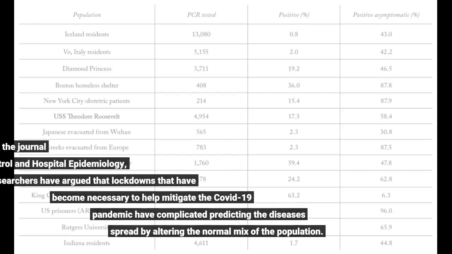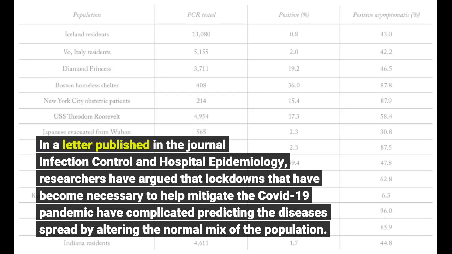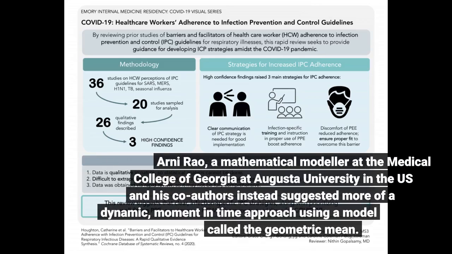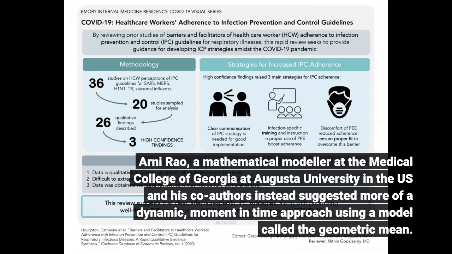In a letter published in the journal Infection Control and Hospital Epidemiology, researchers have argued that lockdowns that have become necessary to help mitigate the COVID-19 pandemic have complicated predicting the disease's spread by altering the normal mix of the population. Arni Rao, a mathematical modeler at the Medical College of Georgia at Augusta University in the U.S. and his co-authors instead suggested more of a dynamic, moment-in-time approach using a model called the geometric mean.